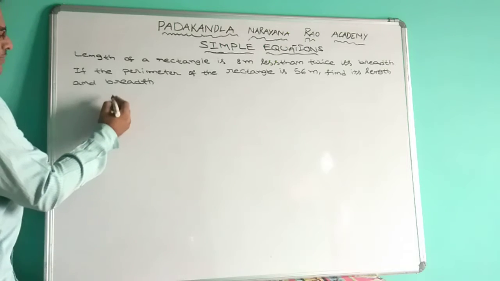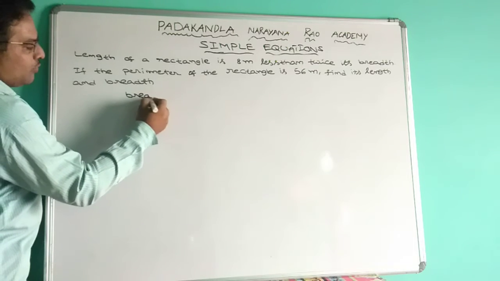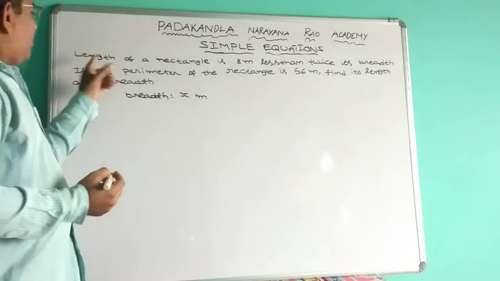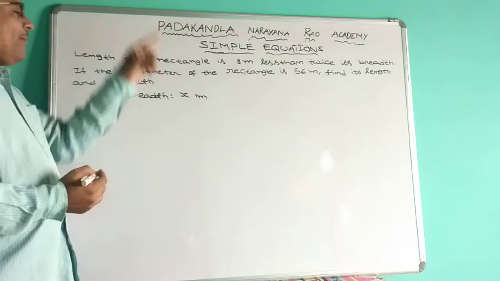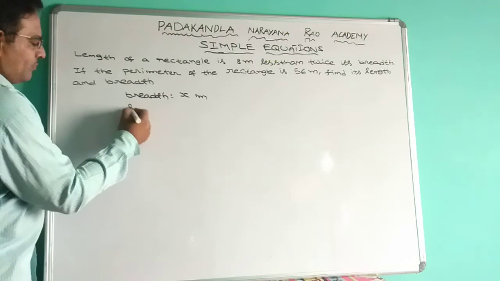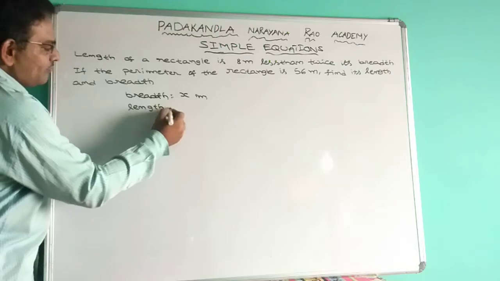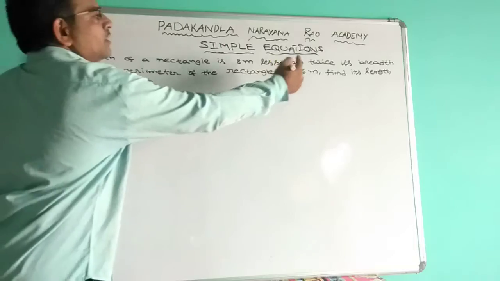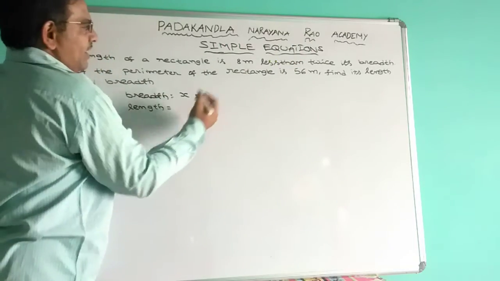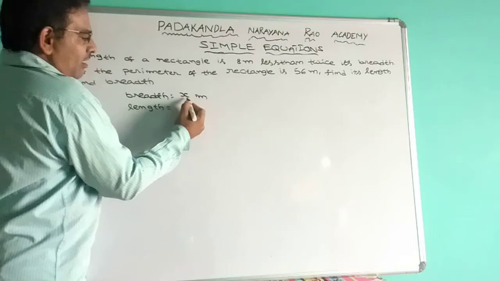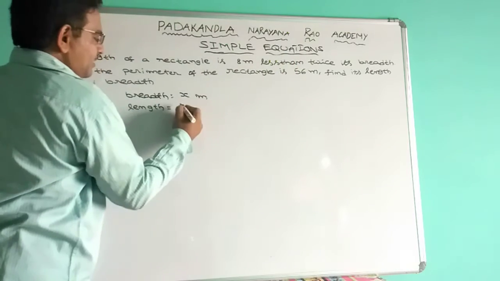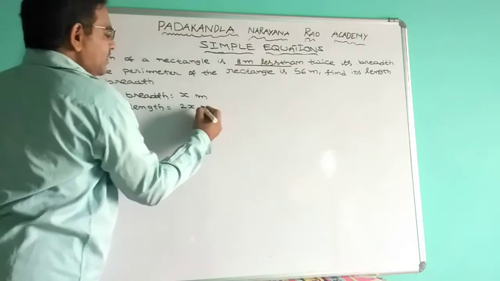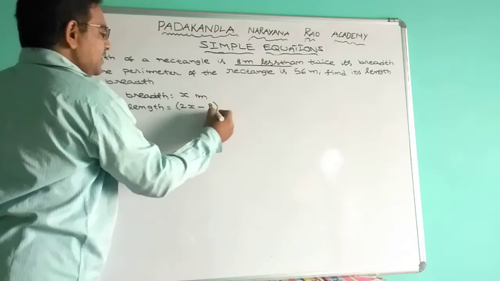That's why if you take breadth equal to x meters, you consider. Why? Because length is depending upon the breadth. Now length equals 8 meters less than twice its breadth. Twice the breadth, breadth is already x, so that means 2x. In this, 8 meters less, that means 2x minus 8 meters.